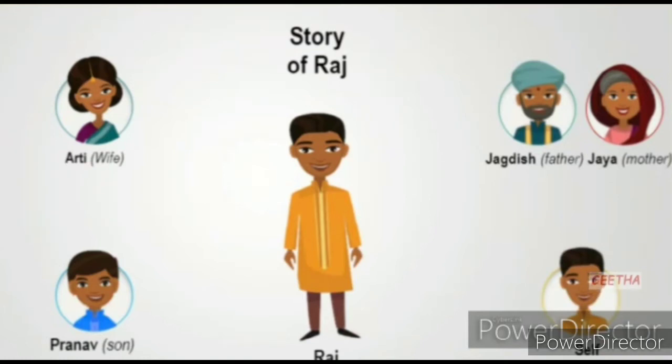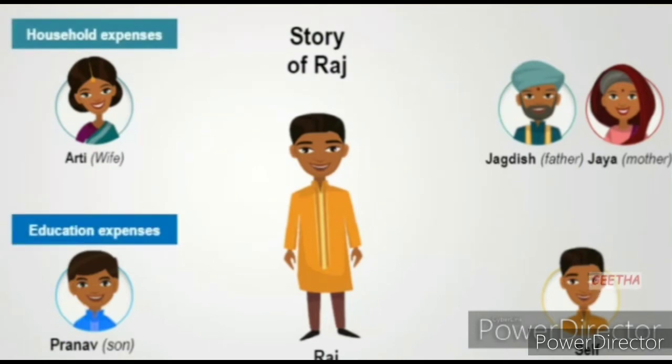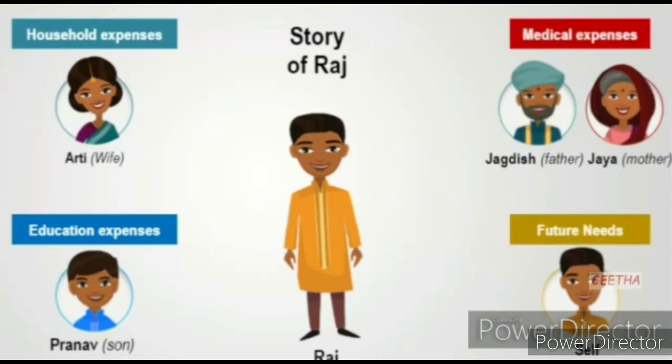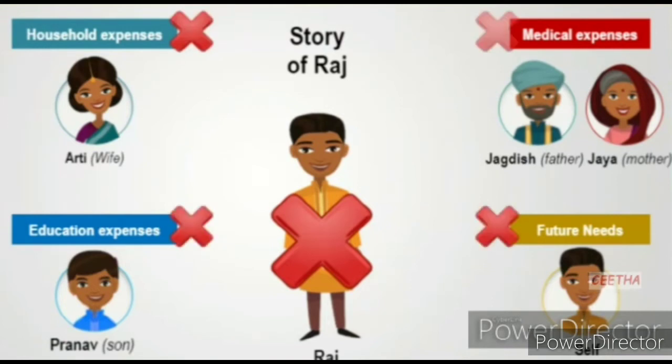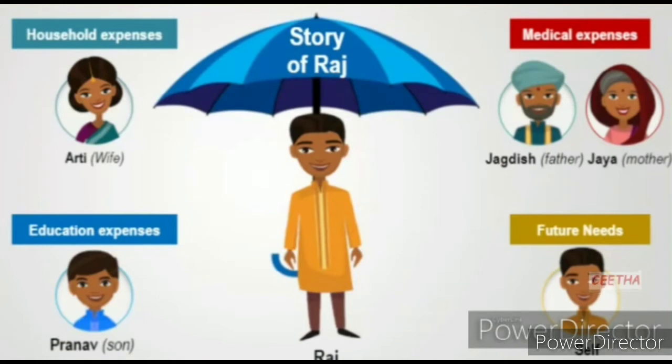His earnings fulfill the basic needs like household expenses, expenses related to his son's education, medical expenses for his parents, and provisions for the future needs. If something happens to Raj, and the earning stops, his family will face challenges in meeting their regular expenses, and all their future plans and dreams will get shattered. If Raj had adequately insured, his family would get financial compensation, and they can maintain the same standard of living.